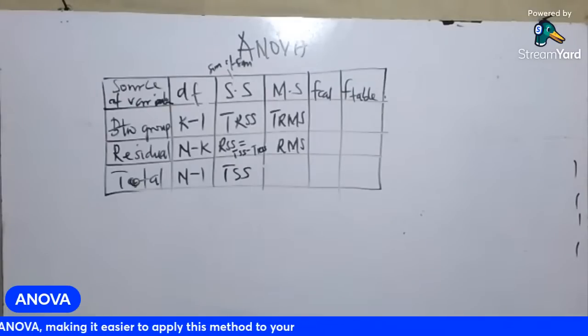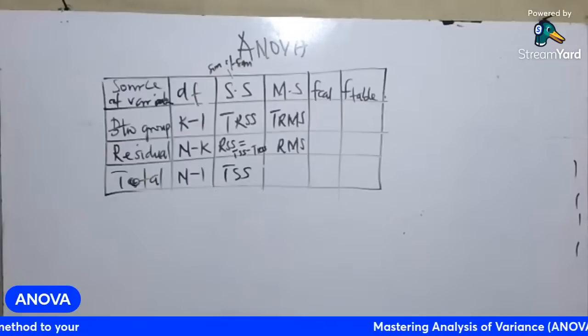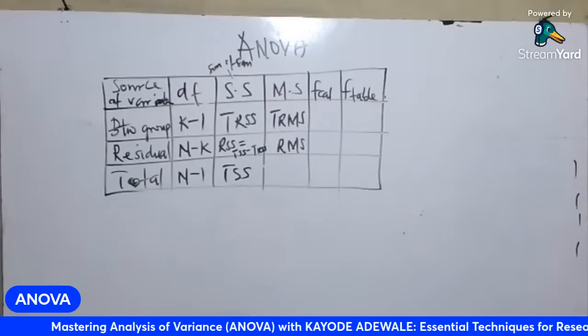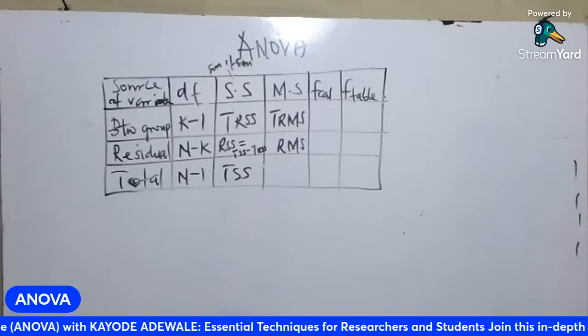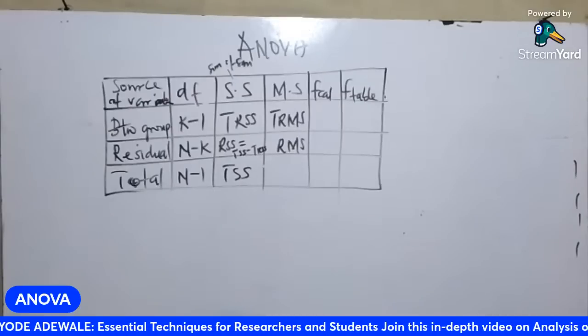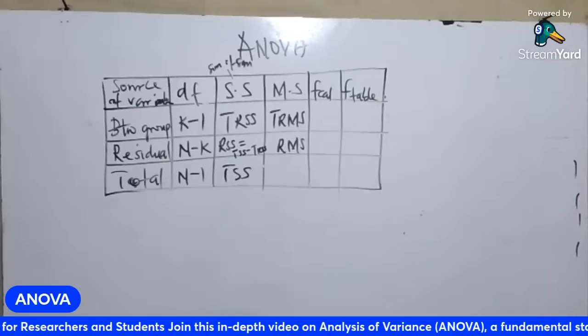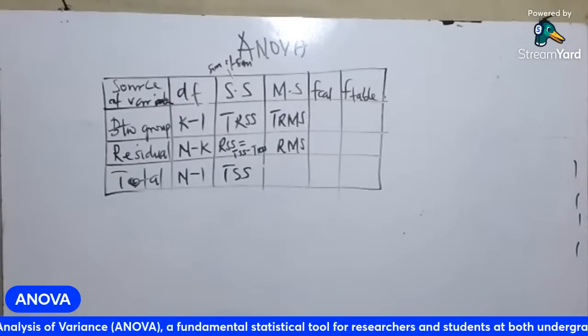What did they mean by TSS? The TSS is total sum of the square. Then you take it away from there. You are seeing what we call TRMS, that is treatment mean square. Then RMS is residual mean square. So let's see the procedure now.